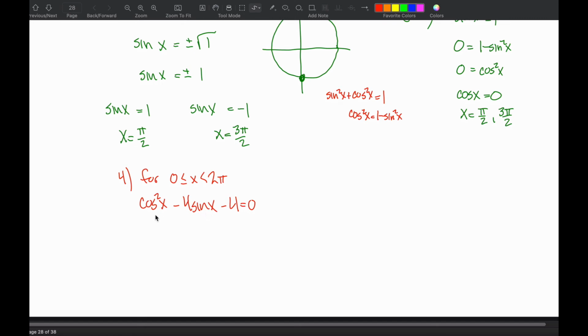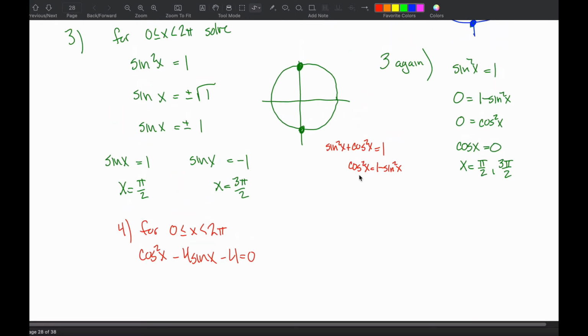Well, you've got to change the cosine squareds into sine squareds. How are you going to do that? Pythagorean identity. In fact, we just did that a minute ago, right? Remember, the Pythagorean identity told us that cosine squared x was equal to 1 minus sine squared x. Admittedly, when we used that in number 3, it was 1 minus sine squared x that we changed into cosine squared x. But equality works both ways.